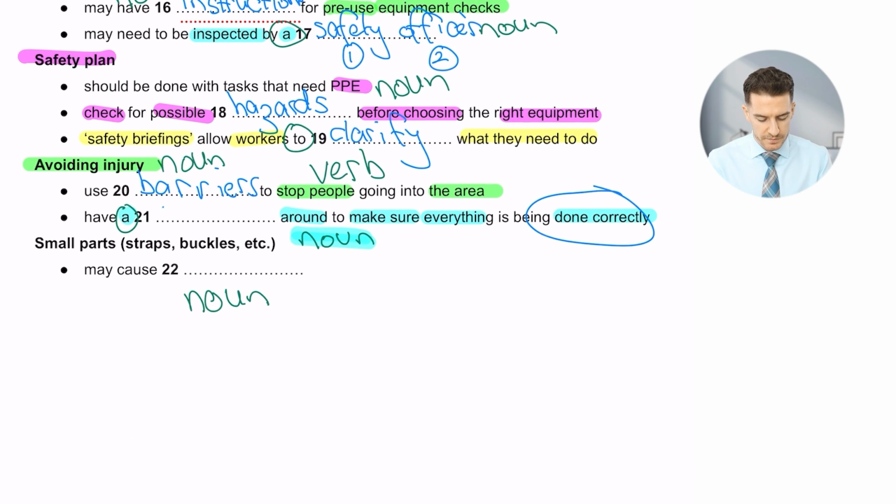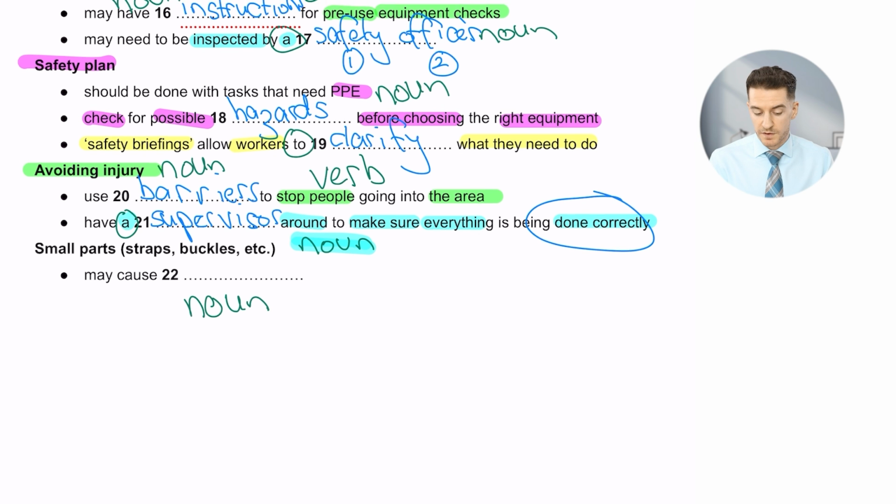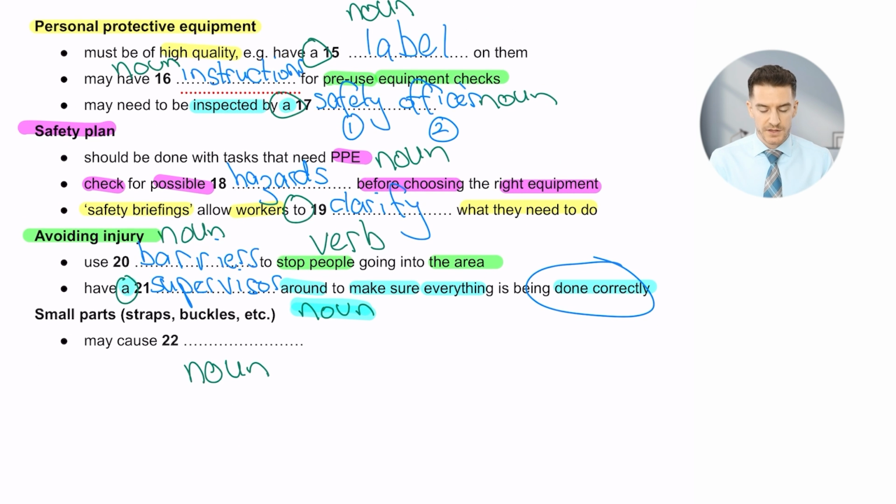So have a supervisor around to make sure everything is being done correctly. That looks good. The grammar looks good. And we're following the instructions. So that will definitely be the answer. Now let's move on to the last subheading now. Small parts, straps, buckles, etc.